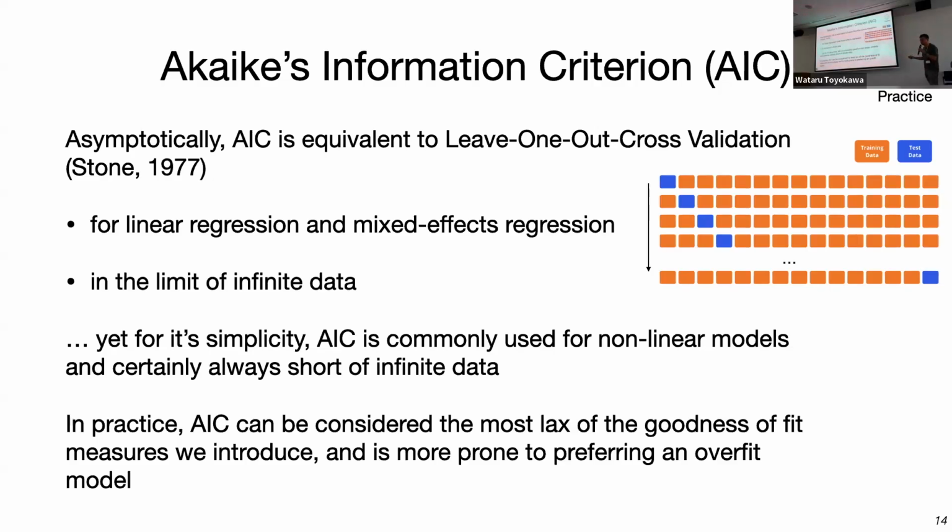So what is cross-validation? This is where we iteratively take all of our data and leave one data point out, fit the model on the rest of the data, and try to predict on that test set, and repeat for different test data that we leave out, and we add up the loss for all that, okay? So in this limit of infinite data, and for linear regressions and mixed effects regressions, a very limited class of models, AIC has that interpretation, okay?